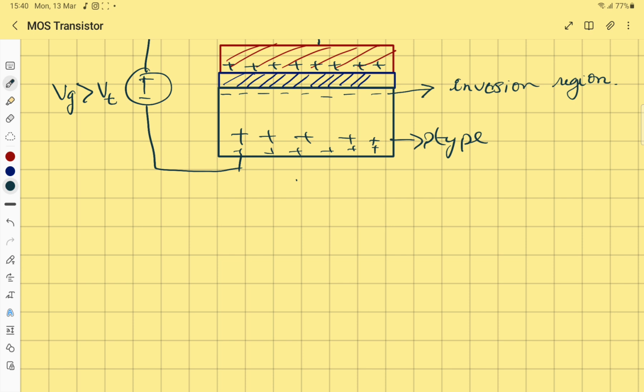Now, using the same concept, scientists have developed another device called a MOSFET, or metal oxide semiconductor field effect transistor, or a MOS transistor, which is slightly modified, but it is working in a very similar fashion. So we'll draw a MOSFET diagram now.